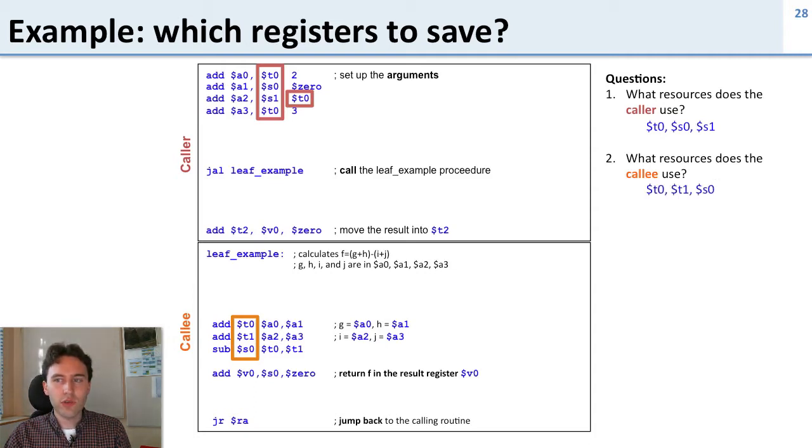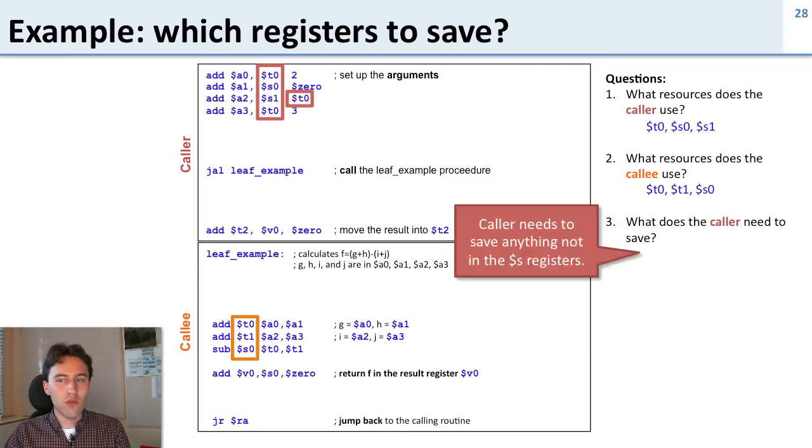So now that we know which resources the caller and the callee use, we can start thinking about which one has to save which registers according to the convention for MIPS. So what does the caller need to save? Remember what we said, the caller needs to save anything not in the S registers. So if we look at the data that the caller is using, it's only got one register that's not an S register, and that's T0. So the caller is going to have to save T0.